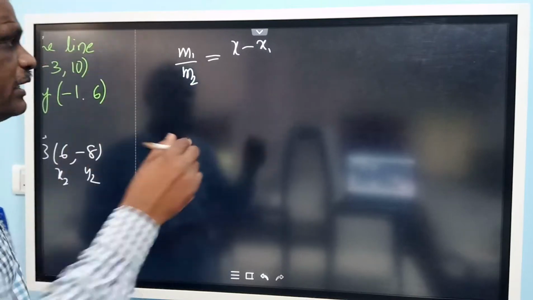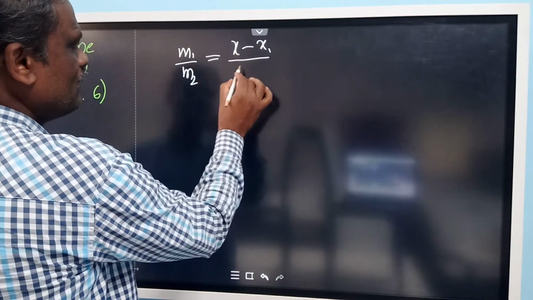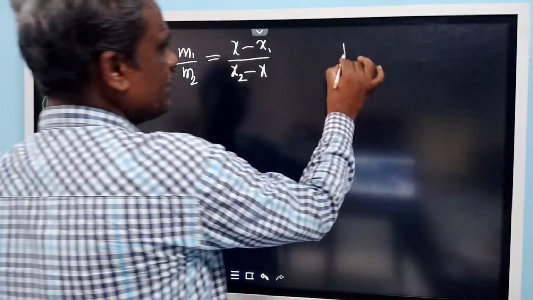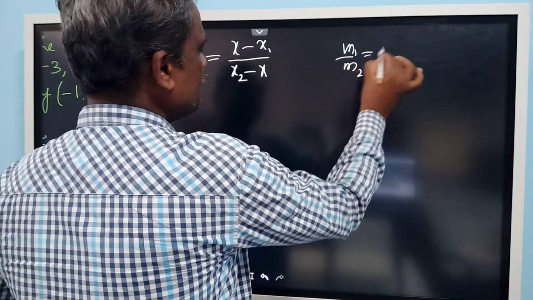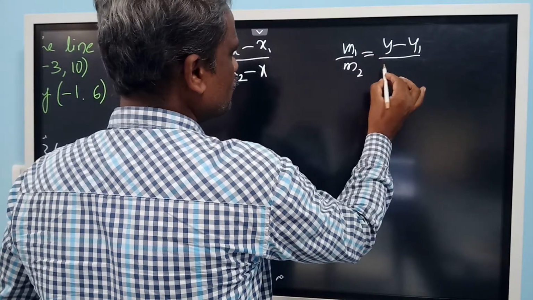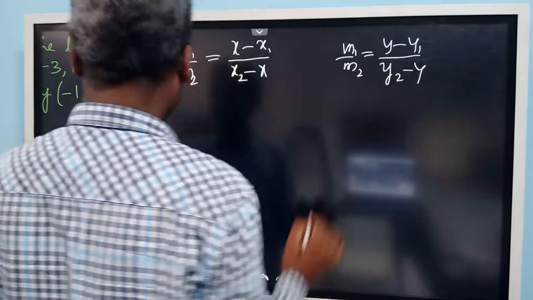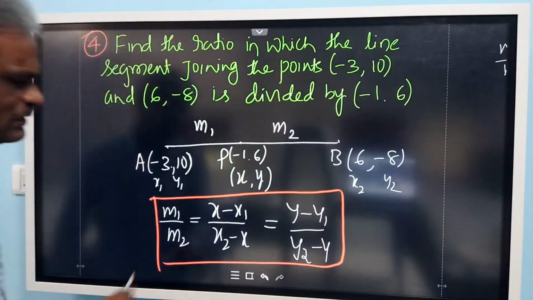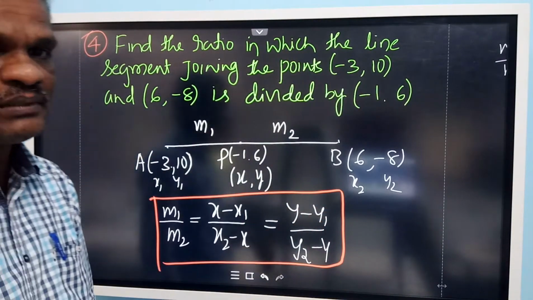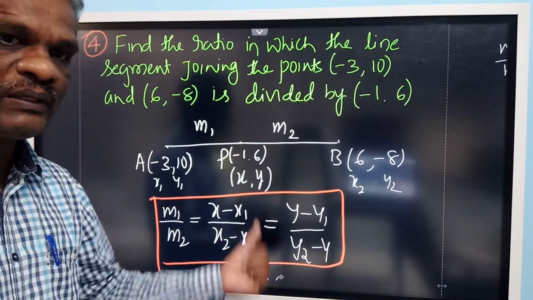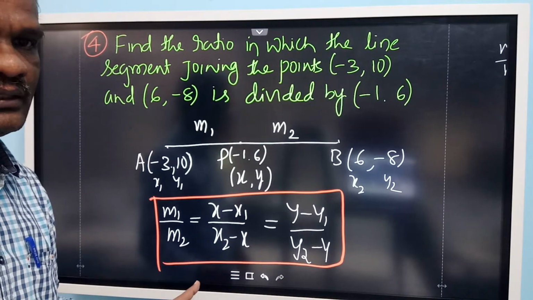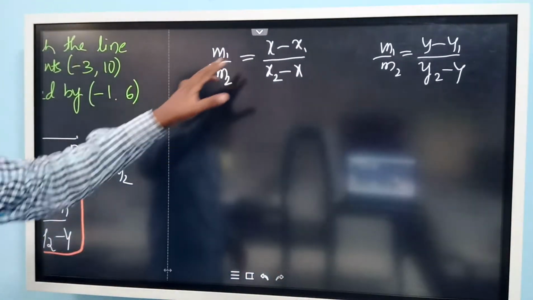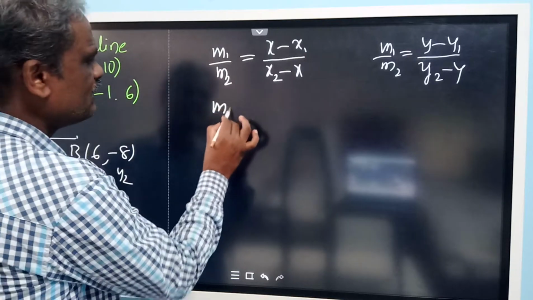Listen here. M1 by M2 is equal to x minus x1 divided by x2 minus x. Or another formula you can write, M1 by M2 is equal to y minus y1 divided by y2 minus y. While deriving the section formula, I used this ratio. Once the triangles are similar, this is the ratio I obtained, and from this only we derived the section formula. So this also can be used directly here. Now I want to find this ratio M1 by M2.